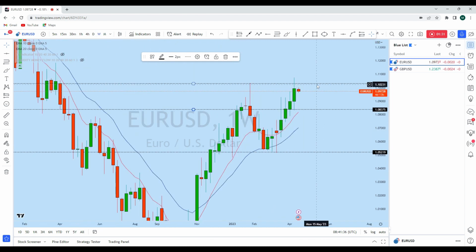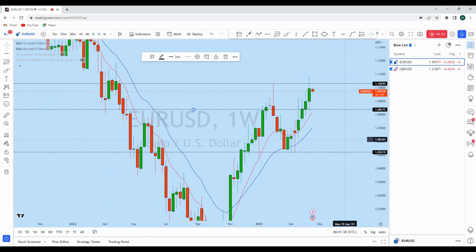Looking at weekly perspective, we can see that from the weekly there is a big impulse to the upside. On the weekly, we have seen quite a few weeks of liquidity grab along this support zone, and it created this big impulse on the weekly. And after this kind of impulse, we can expect a pullback.